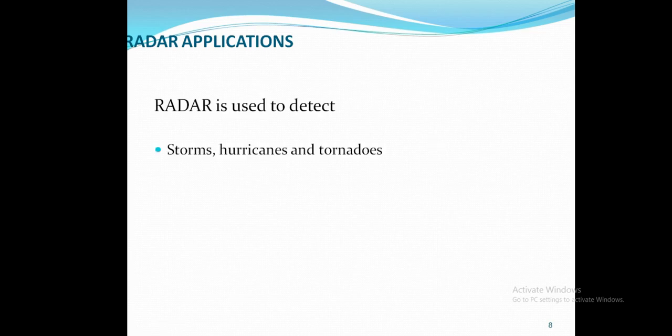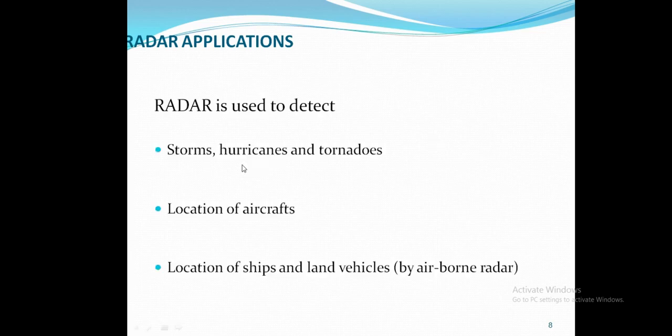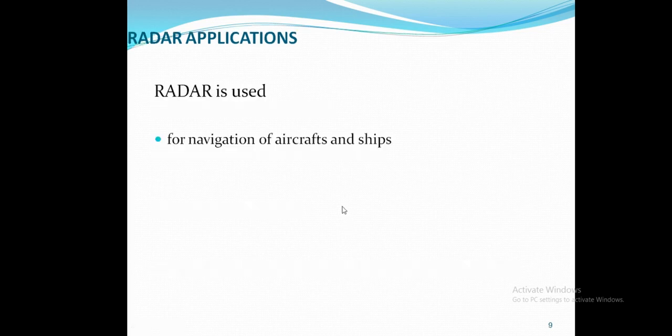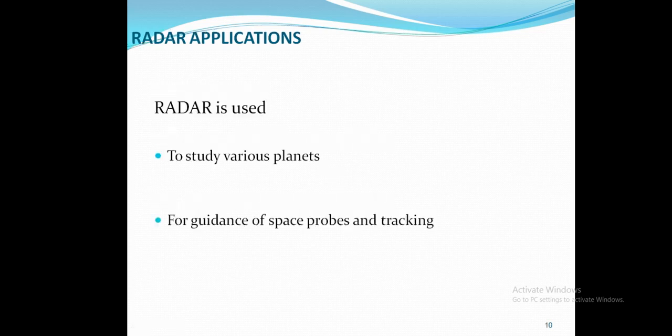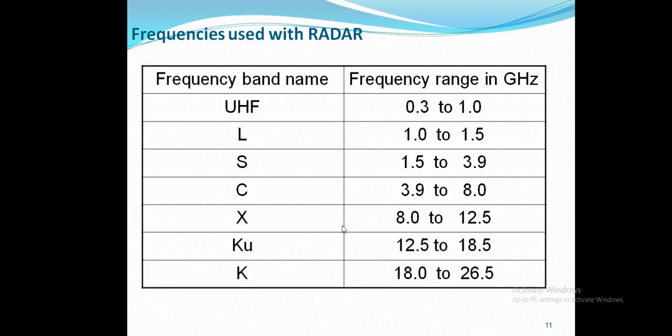Okay, next coming to the applications of radar, it is used to detect storms, hurricanes and tornadoes, and the location of aircrafts, ships and land vehicles. Next, navigation of aircrafts and ships, for that also we use this radar. Next, this radar is used to study the various planets, for guidance of space probes and tracking, and microwave spectroscopy also we use.